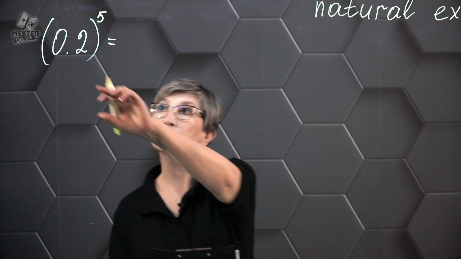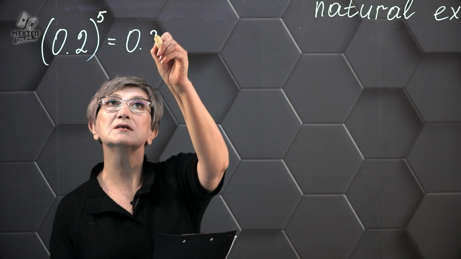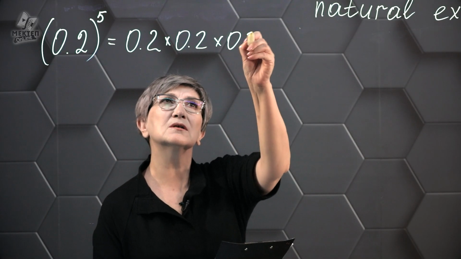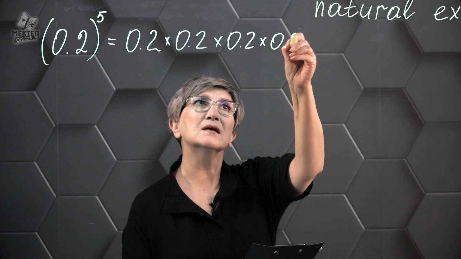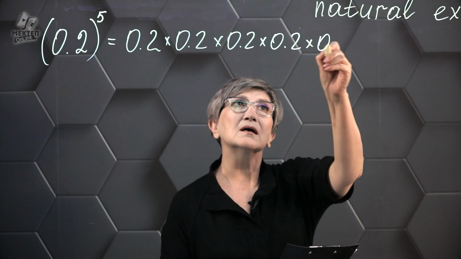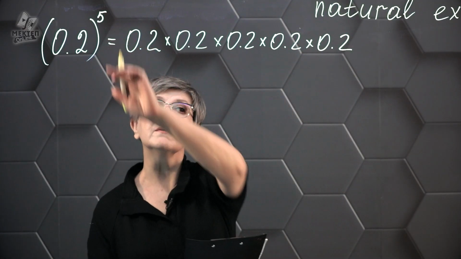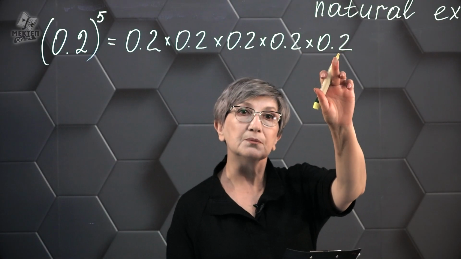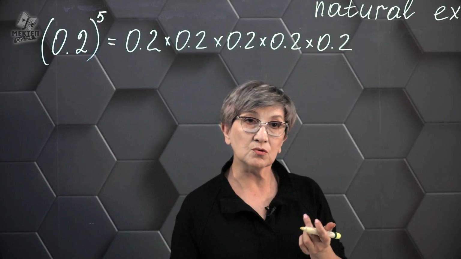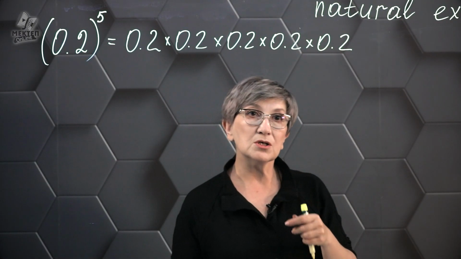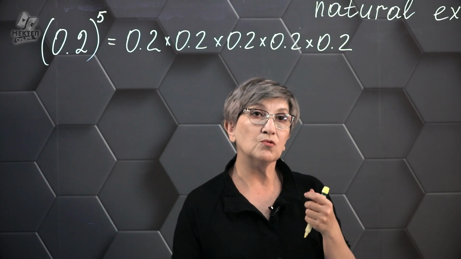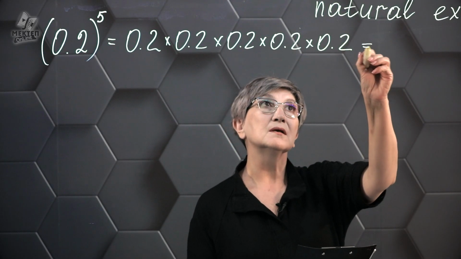To do this, we need to multiply 0.2 by 0.2, multiply by 0.2, 5 times, because the exponent of the degree is 5. 1, 2, 3, 4, 5. Now we need to multiply. You can multiply in any way that is most convenient for you.